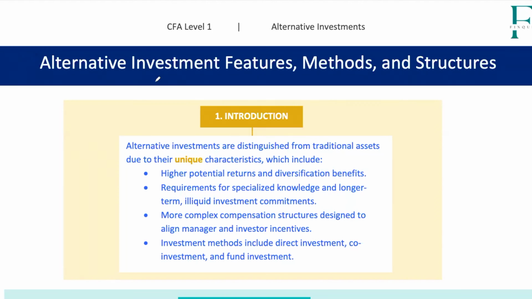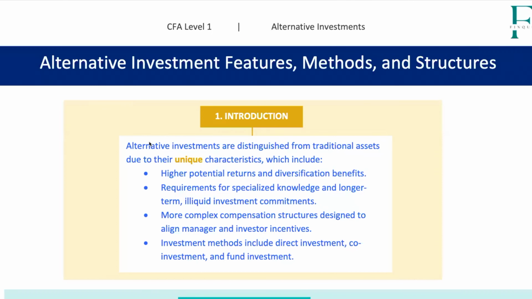All right, folks, welcome to the wild side of investing. Today, we're stepping outside the world of plain vanilla stocks and bonds. This module is all about alternative investments. If traditional assets are your meat and potatoes, think of alternatives as the spicy side dishes. A little more complex, but packed with flavor if you know how to handle them.